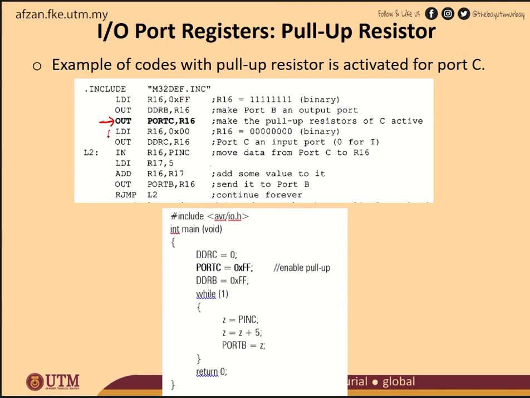Okay, by right, I usually always initialize my input and output, my input port first. I initialize the input, then after that, I enable the pull-up resistor. That is my way of doing things. I initialize my input port first and then I enable my pull-up resistor. But in this one here, you see, you enable the pull-up resistor, then after that you initialize your input.